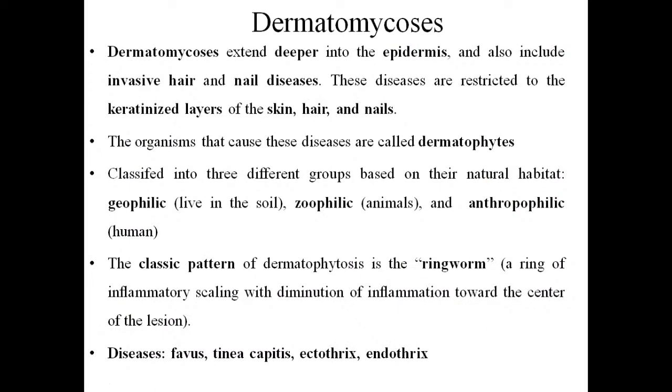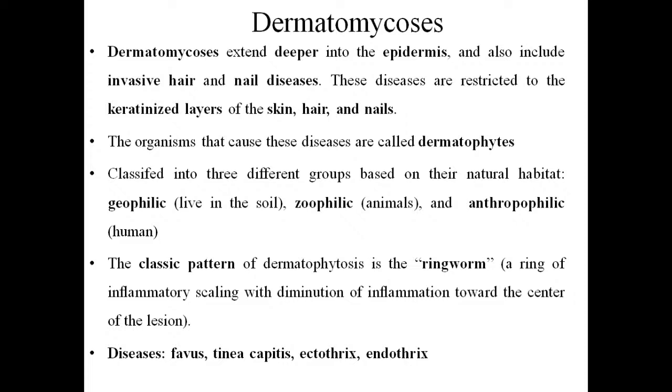Another group of superficial mycoses are dermatomycoses. Dermatomycoses extend deeper into the epidermis and also include invasive hair and nail disease. These diseases are restricted to the keratinized layers of the skin, hair and nails. The organisms that cause the disease are also called dermatophytes. They are classified into three different groups based on their natural habitat. Geophilic, that live in the soil, so soil is the main source of infection. Zoophilic, that are transmitted from animals. And anthropophilic, transmitted from humans.